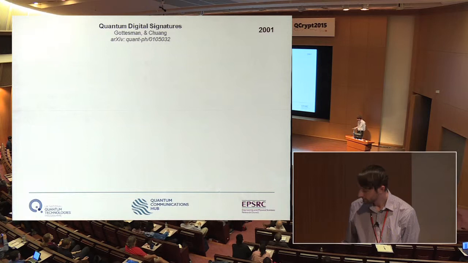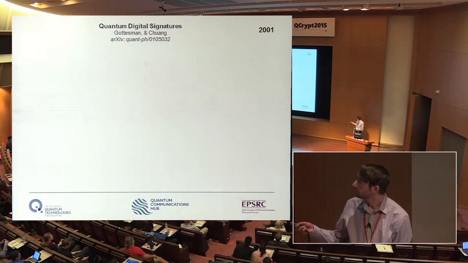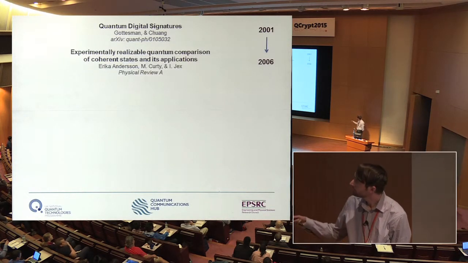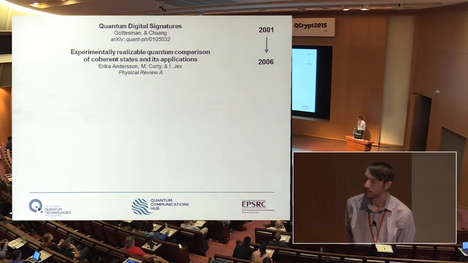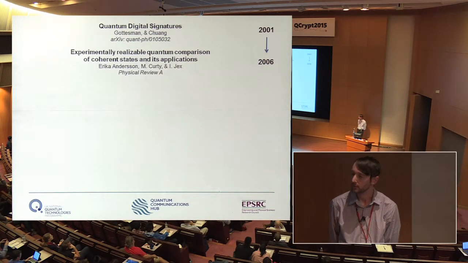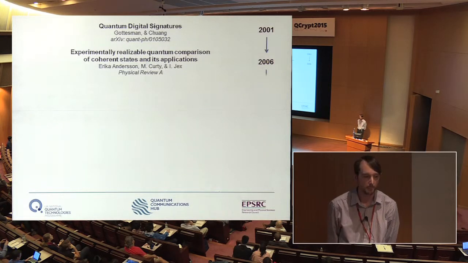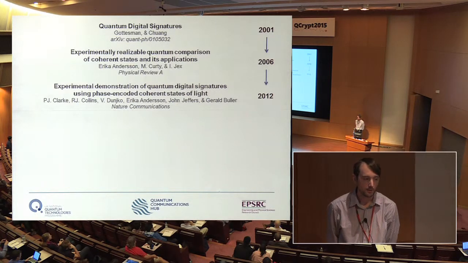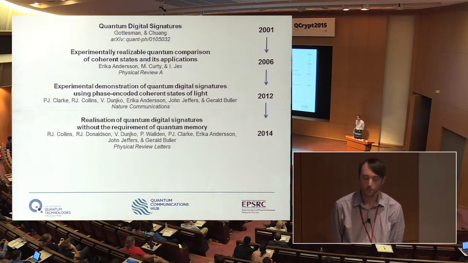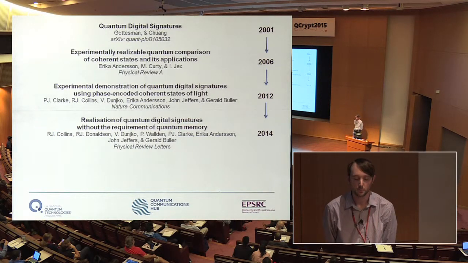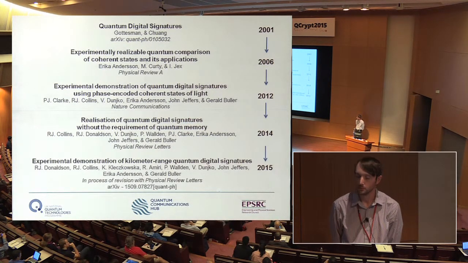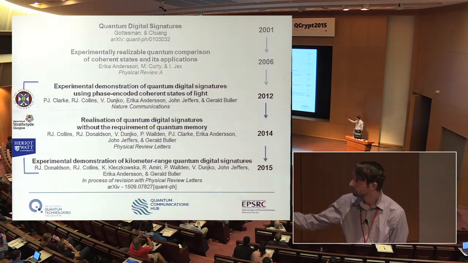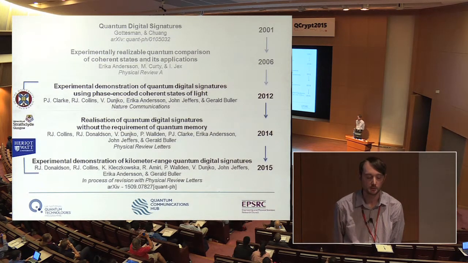So as we saw in the previous presentation, the first protocol was outlined by Gottesman and Chuang in 2001. It was 2006 when Erica, Curty, and Jex came up with the protocol that's practically implementable, and that's what we started working on in 2012. Then in 2014, we worked on a version which didn't require quantum memory, and then just recently we've been working on a new version which operates over long distances. And it's these last three papers that I'll try and summarize as much as possible in this presentation.